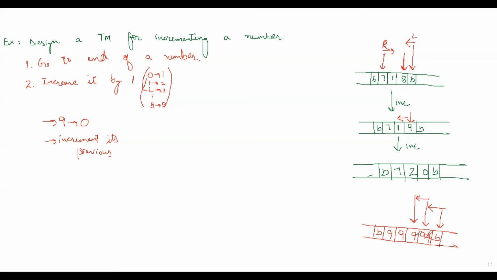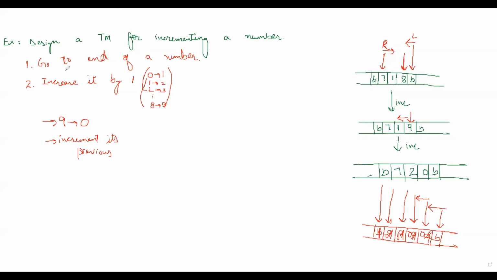Means increment this. So we will replace it with 0. Move left. Increment this. Replace it with 0. Move left. Increment this. Replace it with 0. Move left. So move left is now blank. So if it is blank, replace blank with 1.